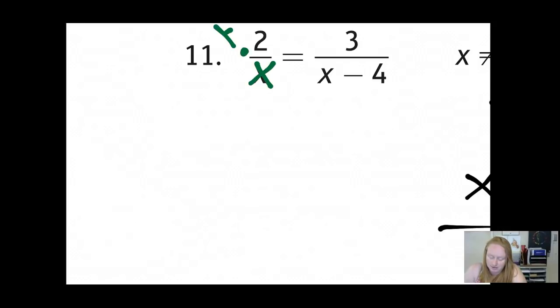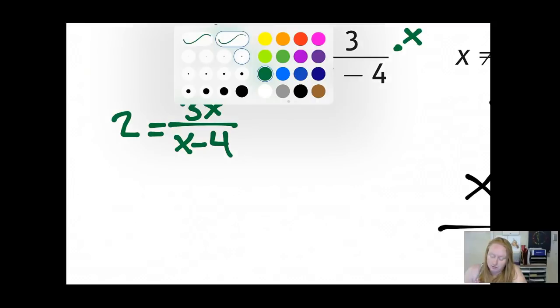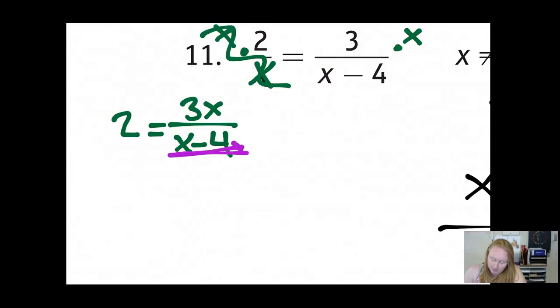I'm going to multiply by x. When I do that, this cancels, and I'm left with 2 equals 3x over x minus 4. Now, I need you to understand that this x and that x cannot cancel because the x is not by itself on the bottom. So it's not allowed. So now I have to multiply by this bottom. And I need to say x minus 4 multiplies to both sides.